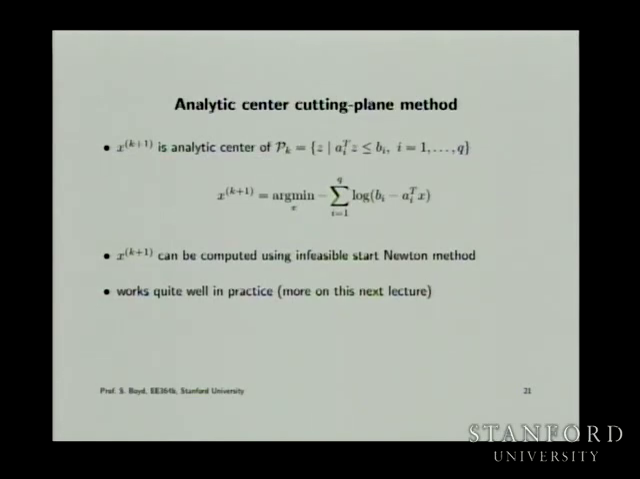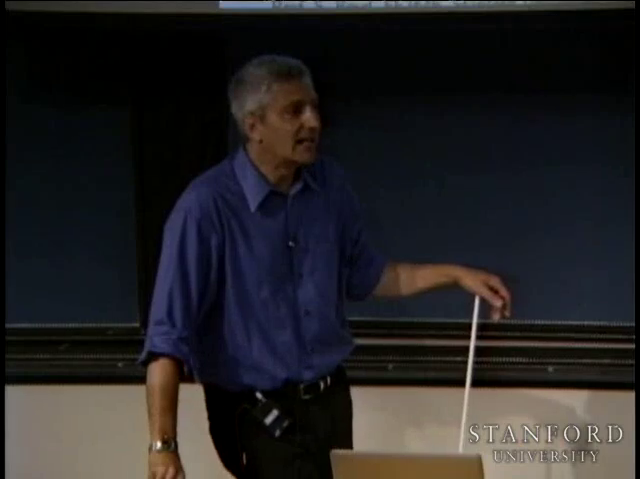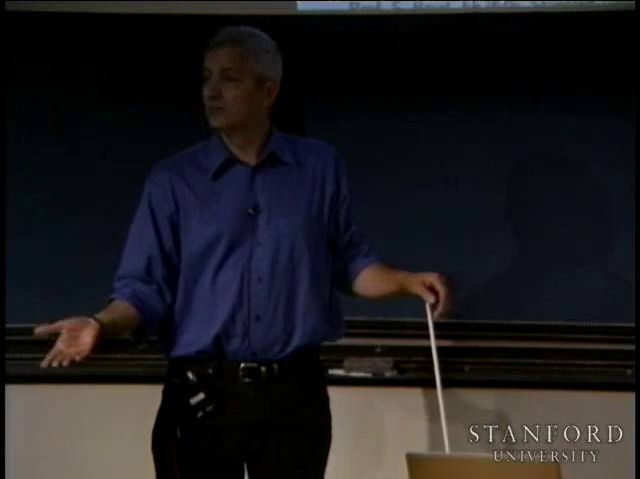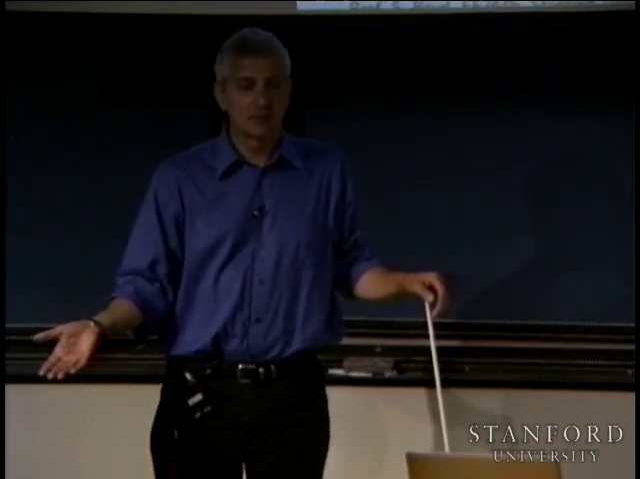Now, I should mention that this English here, the analytic center of P_k, that's slang. That's informal, and it's actually not correct. Because the analytic center is not the analytic center of a geometrical set. You have the analytic center of a set of inequalities. And obviously, you can have multiple sets of inequalities that describe the same geometric set. In fact, take your favorite polyhedron and add all sorts of redundant inequalities. The set hasn't changed. The analytic center has.